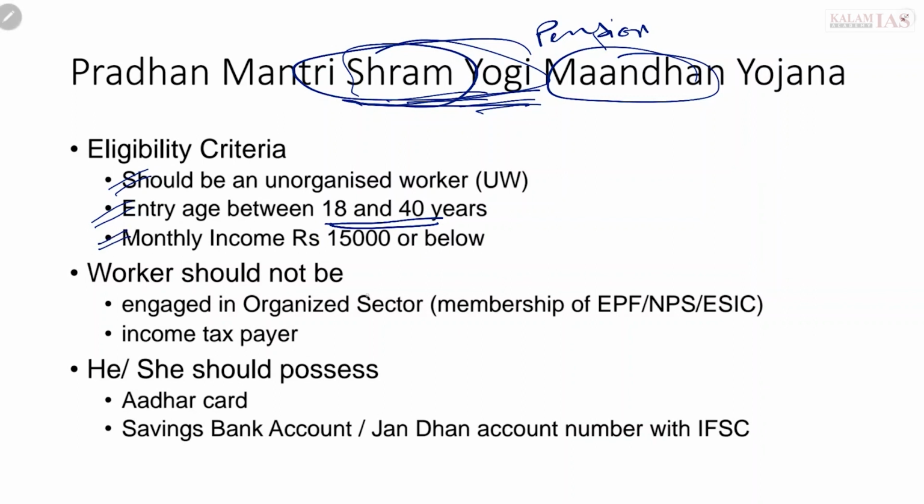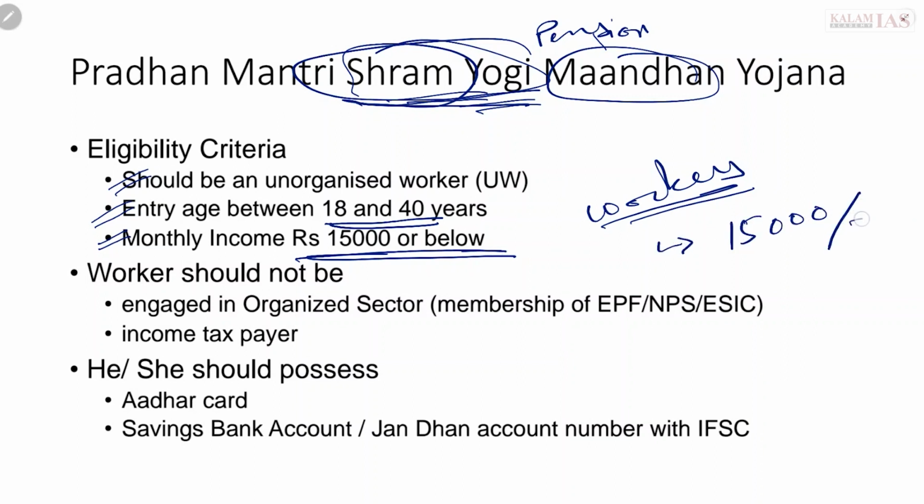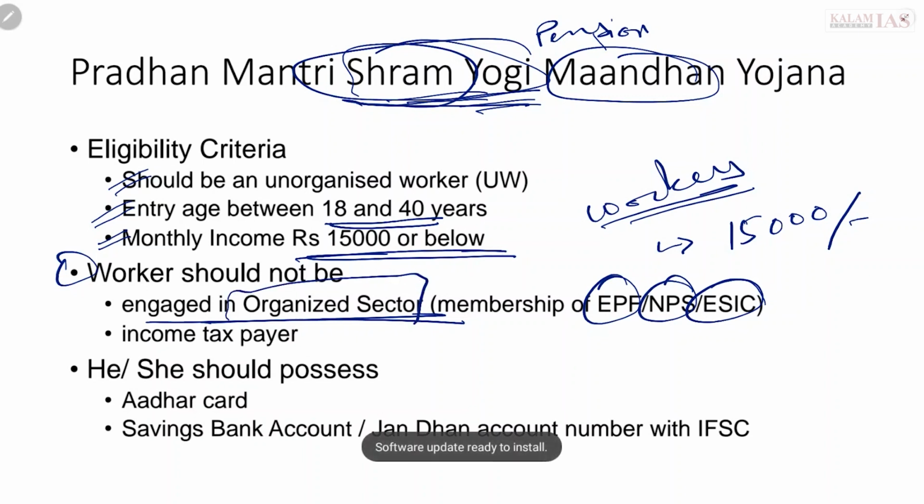And lastly, the monthly income should be rupees 15,000 or below. So this is only applicable to workers. We saw that the new definition everywhere has been shifted to rupees 15,000 per month. The worker should not be in any case engaged in the organized sector, such as membership of the EPF, the National Pension Scheme, or the Employee State Insurance Corporation. If any of these exist, then that means the worker belongs to the organized sector. Okay, so that is an ineligibility.